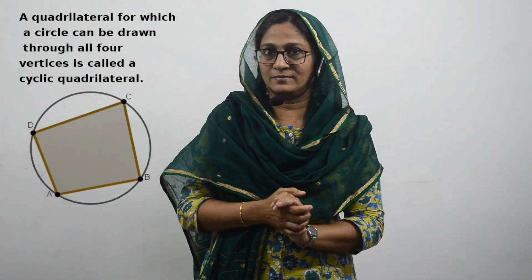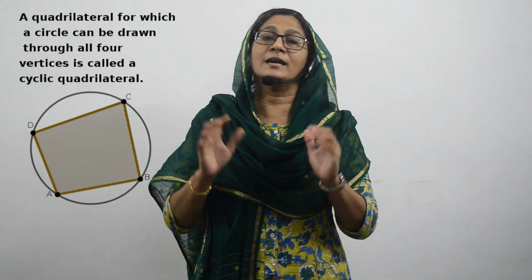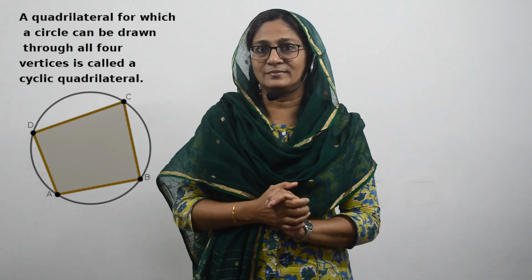Such type of quadrilaterals have a special name. A quadrilateral for which a circle can be drawn through four vertices, we call it a cyclic quadrilateral. So children, we have just studied a new term, cyclic quadrilateral. What is a cyclic quadrilateral? What are the specialities of a cyclic quadrilateral?